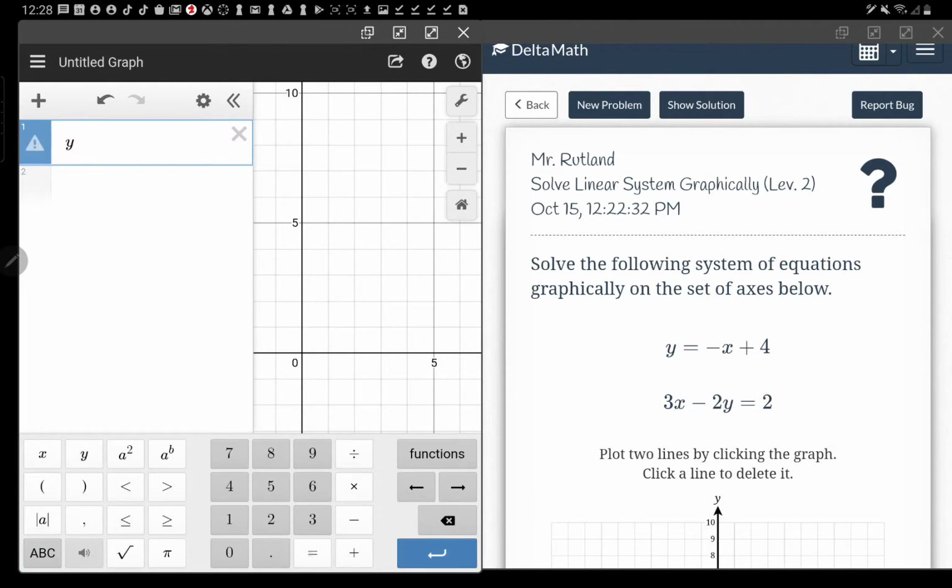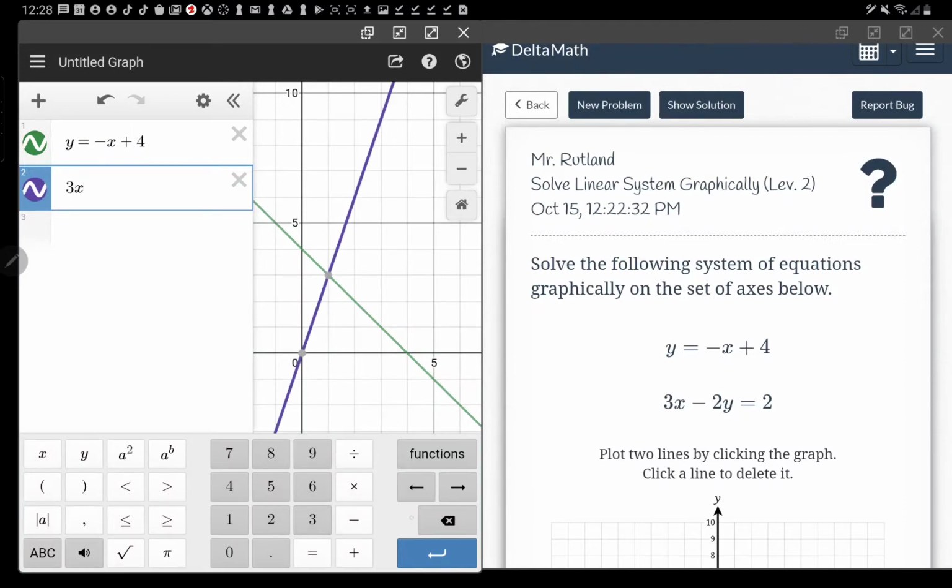So we have y equals negative x plus 4. It's our first equation, and there's our first line. Second equation, I'll go ahead and type that in. We have 3x minus 2y equals 2. So there's our second equation.